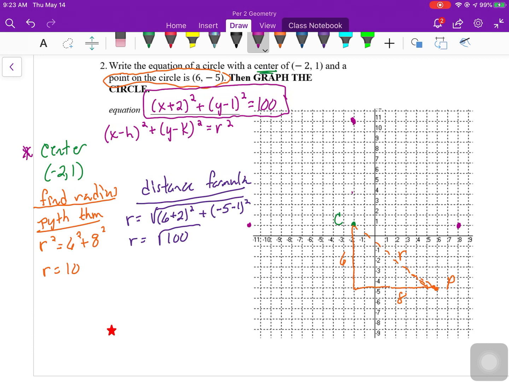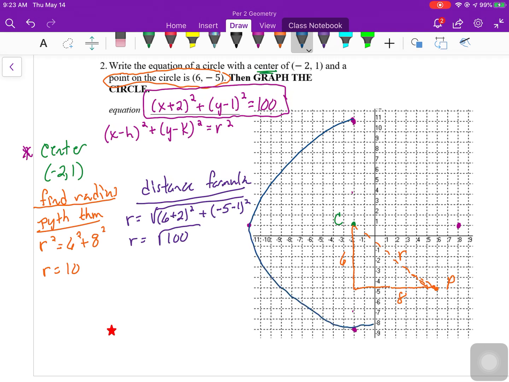And as we saw in our videos, if it goes off the graph, you just extend the graph. You don't change the numbering. I go down 10. 1, 2, 3, 4, 5, 6, 7, 8, 9, 10. And then we try to sketch a circle that goes through that. It does not have to be a perfect circle in any stretch of the imagination.